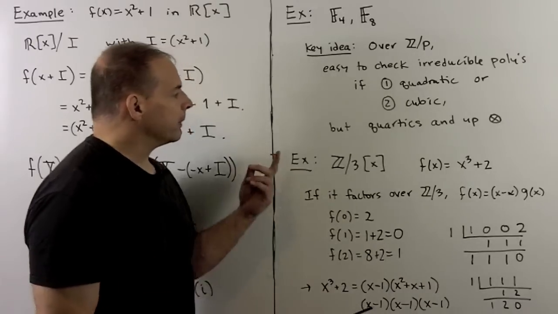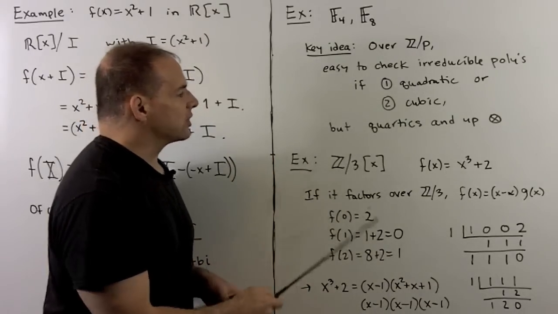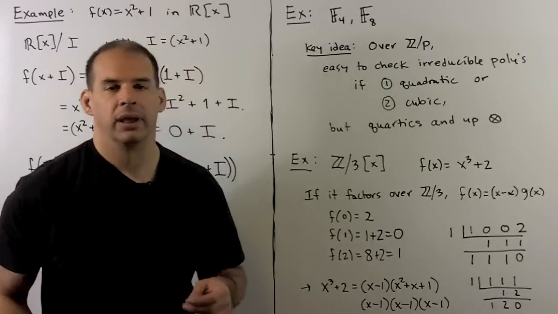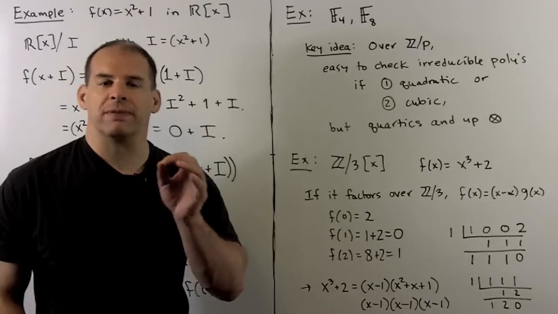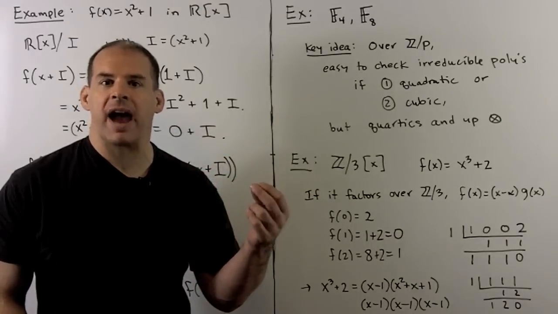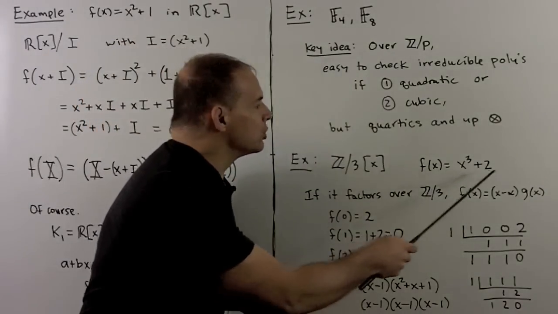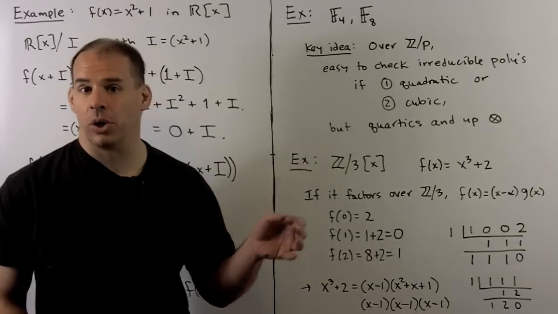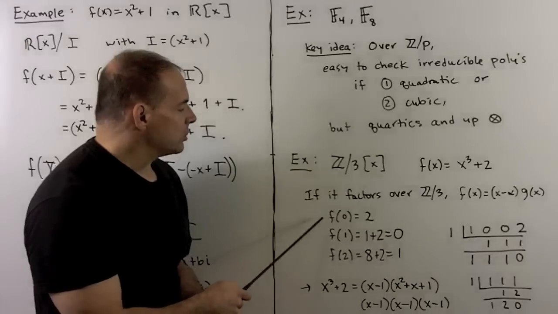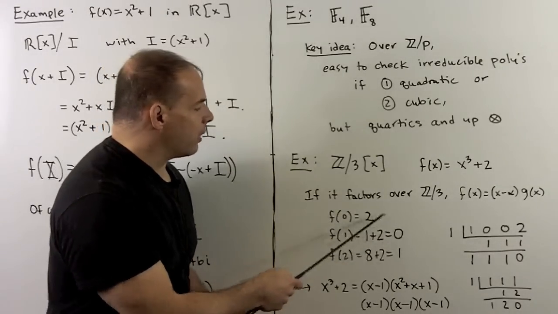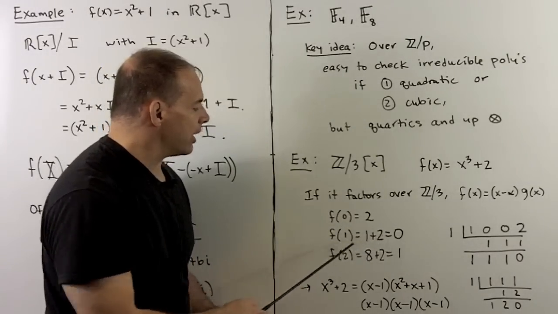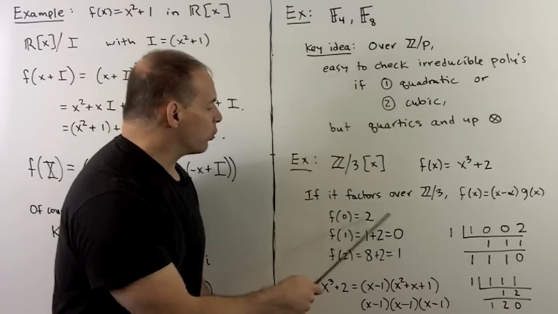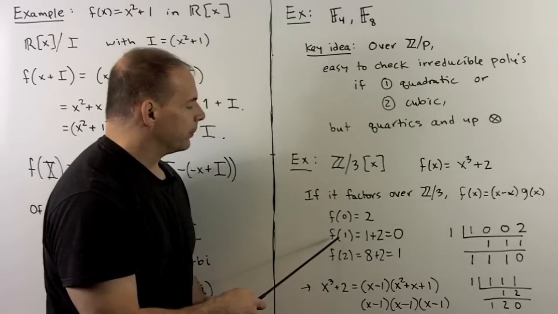So for example, if I take Z mod 3 adjoin x, I consider the polynomial f of x equal to x cubed plus 2. Because we have a cubic, if it's going to factor, we're always going to be able to split off a linear factor. So to check for irreducibility, it's just enough to check on 0, 1, 2, and see if a 0 comes out. So f of 0 is 2, f of 1 is 0, that we're going to look at closer, and then f of 2 is equal to 1.